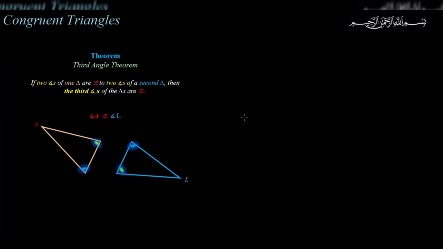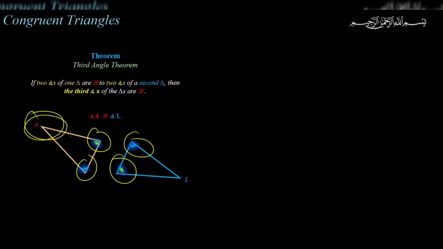Next we are introduced to a new theorem in this section, and it's a very easy, very intuitive theorem. The theorem is called the third angle theorem. It says if two angles of one triangle are congruent to two angles of a second triangle, then the third angles of the triangles are congruent. That's pretty easy. If this angle is congruent to this angle and this angle is congruent to this angle, then the third angle here is congruent to the third angle over there.